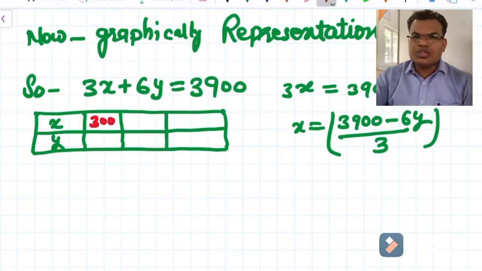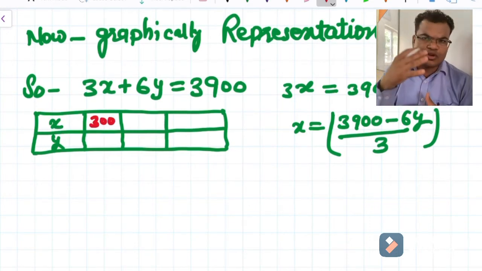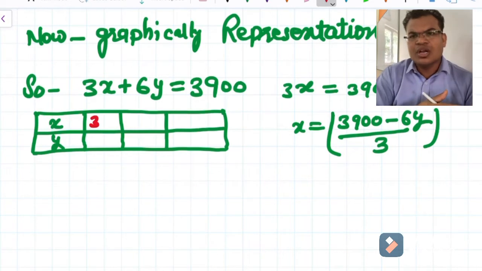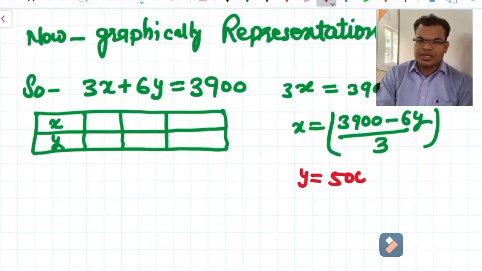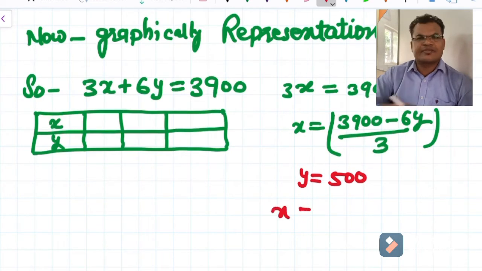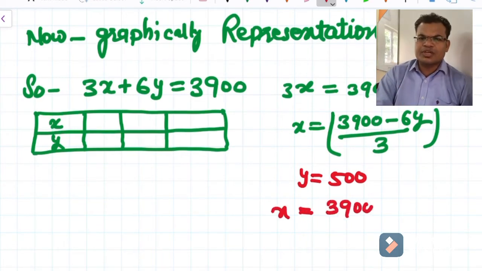Now what is your job? Your job is to put the value of y in the right hand side. You will get the value of x in the left hand side. So I just want to put the value of y as 500. Anything you can put here, 200, 300, 500, anything. So I just want to put here 500.